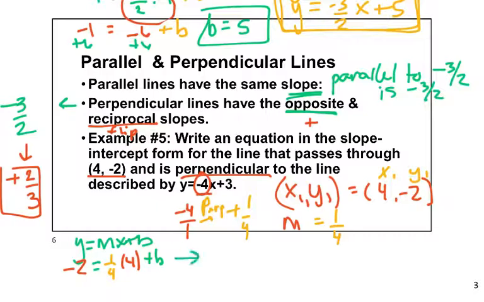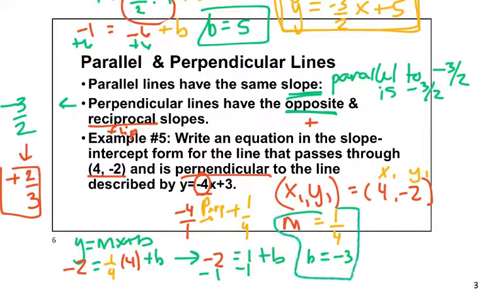So in order to solve that, a 4th and 4 are going to make 1 when you multiply them. So -2 is going to equal 1 plus b. But if we subtract our 1, we end up with a b of -3. So now we know our slope is 1/4 and our b is -3, which means that our equation is y equals 1/4 x minus 3.